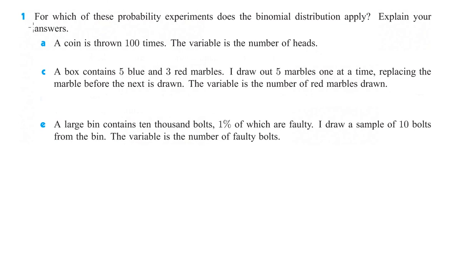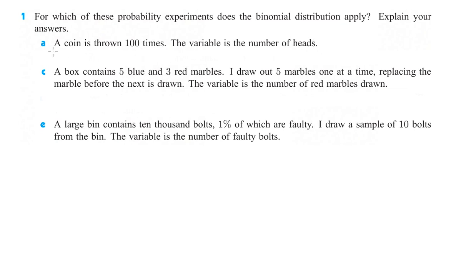Okay, first one, number one, for which of these probability experiments does the binomial distribution apply? Explain your answers. So, there's two things that need to happen for a binomial distribution to work. There has to be two possible outcomes, and each experiment is independent, meaning that the probability for each experiment is always going to be the exact same.